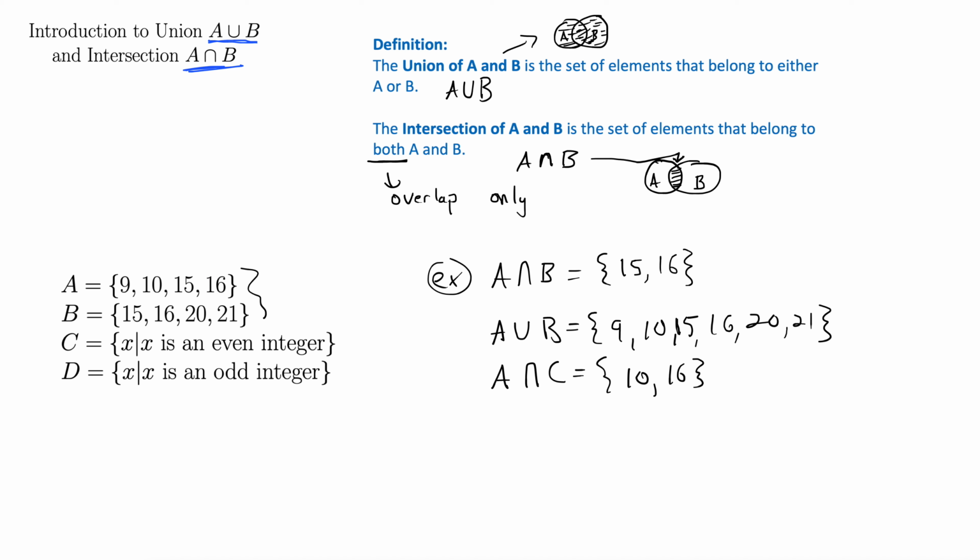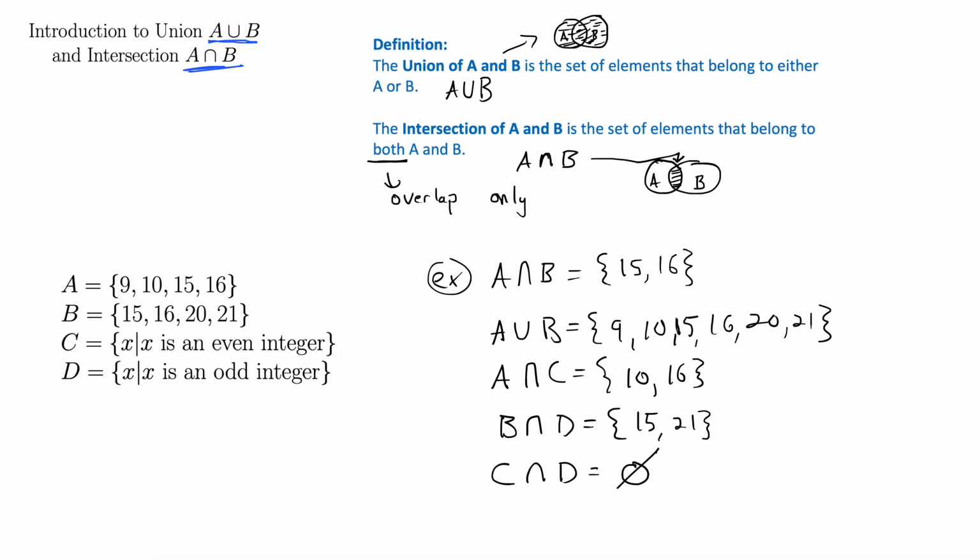Let's try B intersect D. That's going to be everything that's in B that is also an odd integer. It's the overlap between these two sets. B intersect D, the odd integers are 15 and 21. All right. How about C intersect D? This is x such that x is both an even integer and an odd integer. There are no such numbers. No number can be both even and odd, so we have here the empty set.